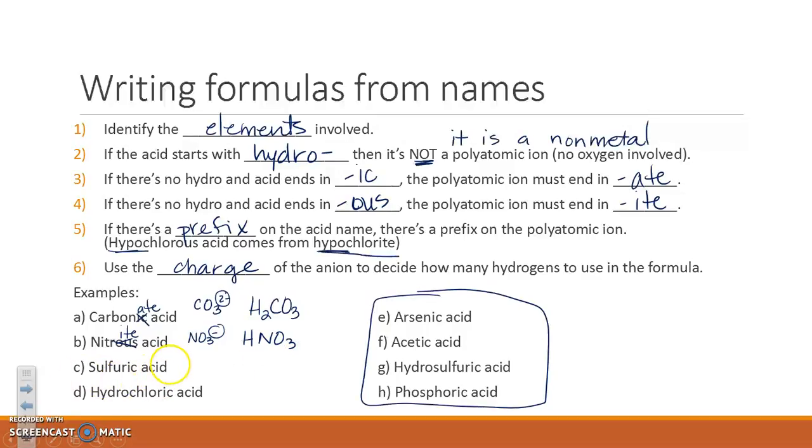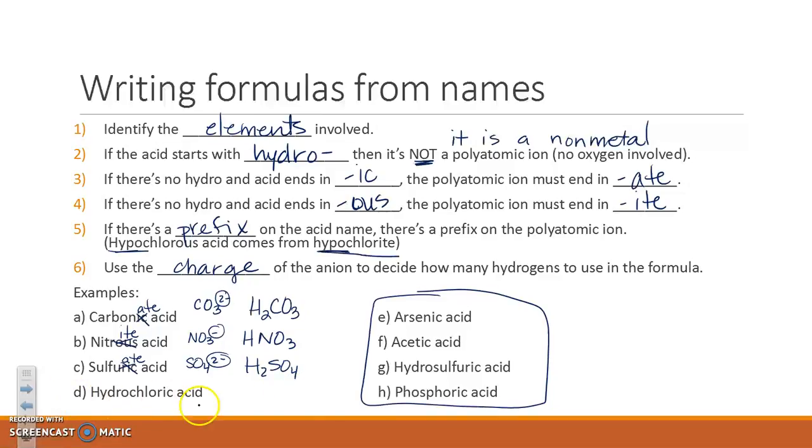Sulfuric acid, no hydro, must be a polyatomic ion. IC gets changed to ATE. Is there a sulfurate? No, but there's a sulfate. All right, so sulfate, SO4 with a -2. How many hydrogens? 2.